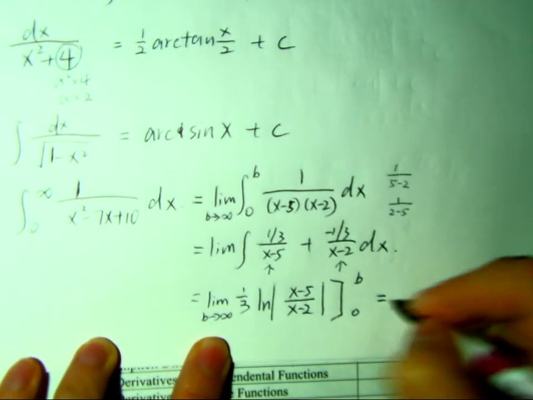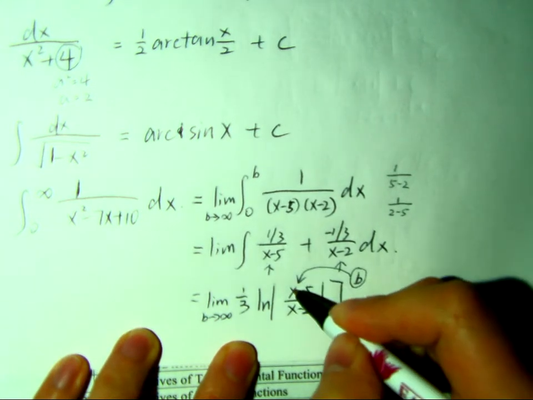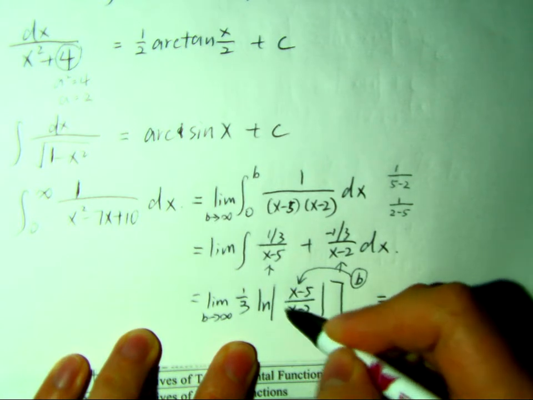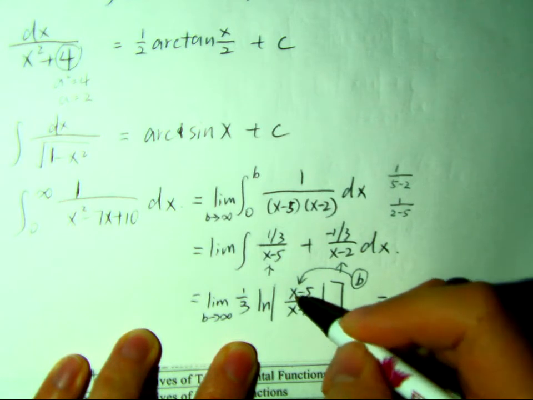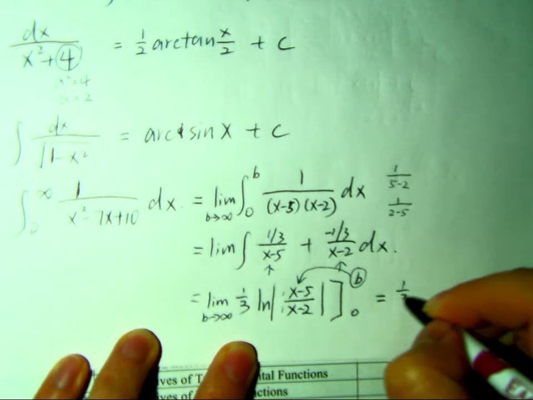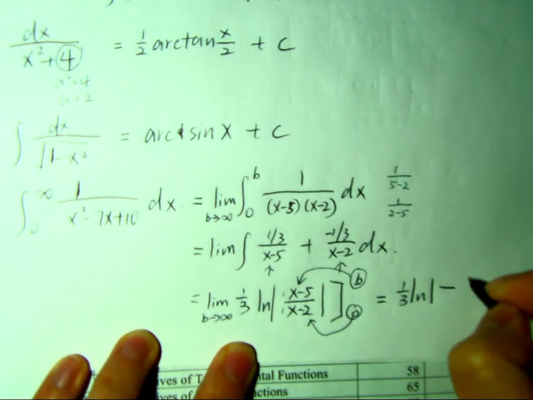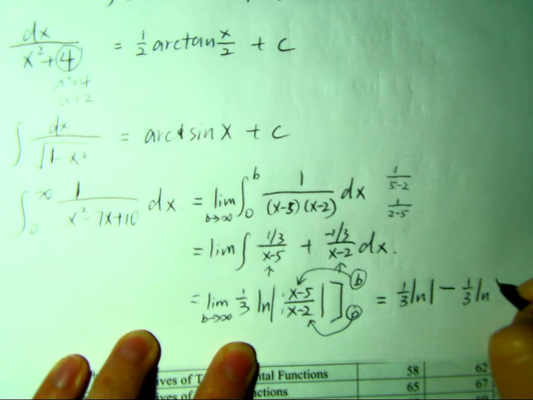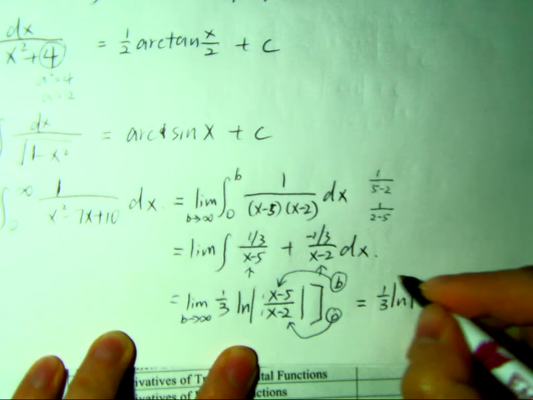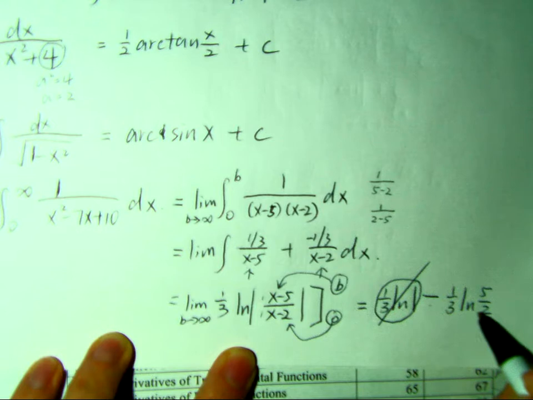And now let's plug in the limit. When we plug in infinity, you will have infinity over infinity. For this question, which has equal power, when you have equal power, the leading coefficient will be the answer. So this is 1, this is 1. So you're going to have 1/3 natural log of 1. And subtract, when you plug in 0, you have 1/3 natural log of 5 over 2. And the natural log of 1 is 0, so this whole thing will be gone. So the answer is just negative 1/3 natural log of 5 over 2.